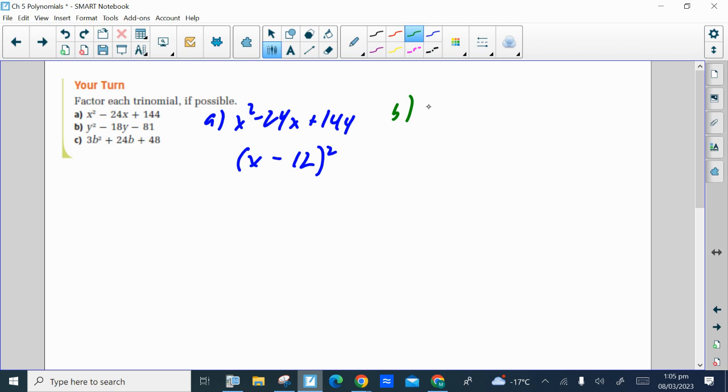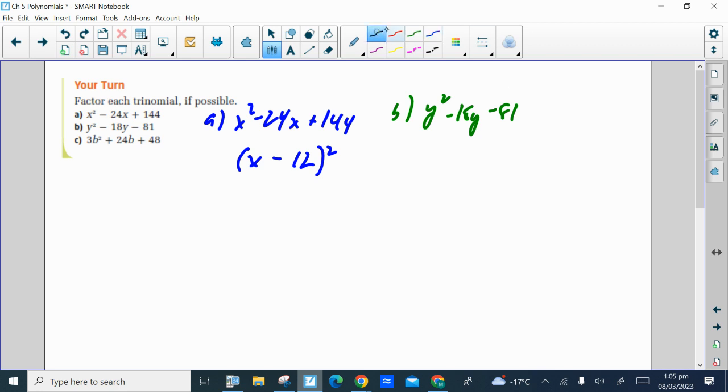Question B is not a perfect square trinomial because you cannot take the square root of negative 81. So we saw one like this already. You cannot take the square root of negative 81, so it's not a perfect square trinomial.